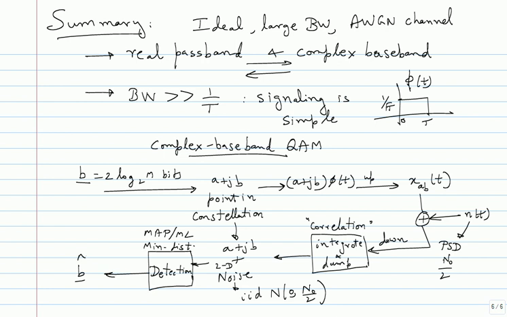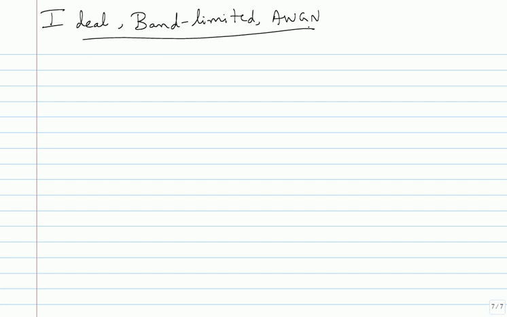So the next thing we'll look at is ideal band limited AWGN, not really large bandwidth. I don't have too much bandwidth to burn. Once again, there are two ways of viewing it. I'm saying band limited. Well, any system is really band limited. But what did I do in the previous scenario? I did not use all my band. I used a very small bandwidth.